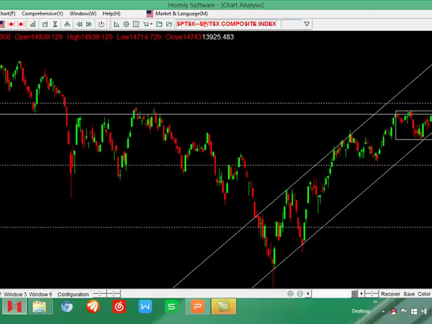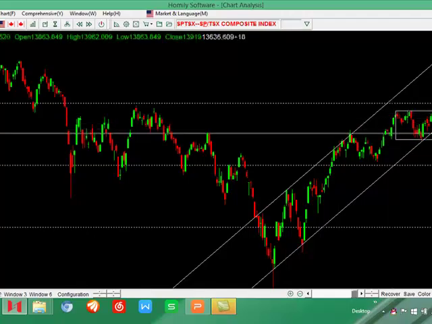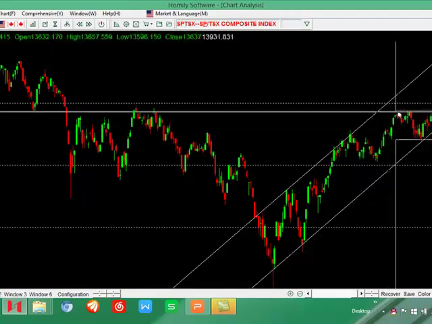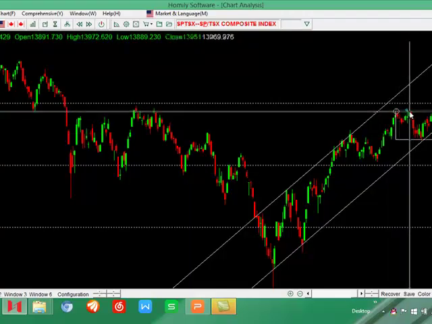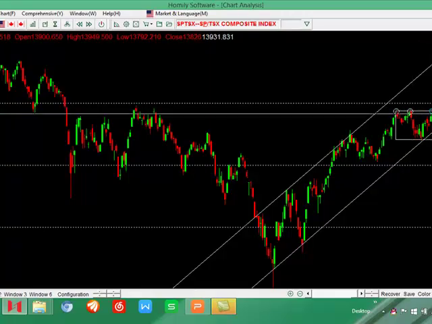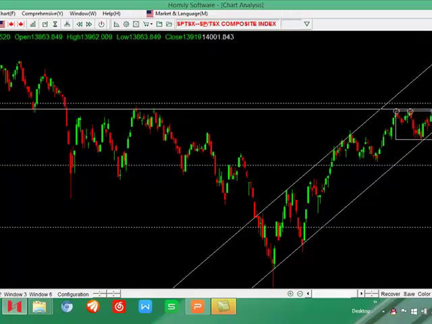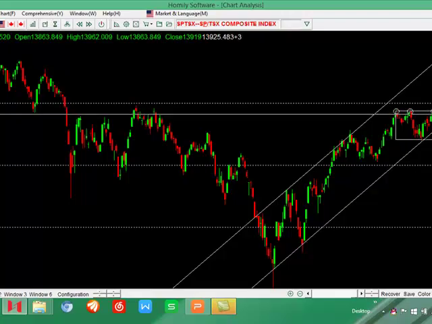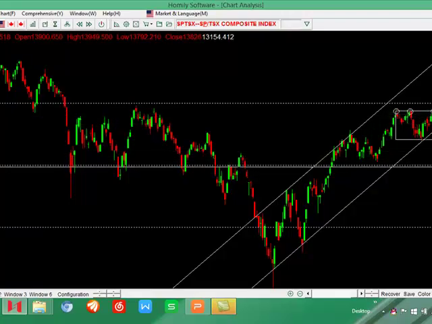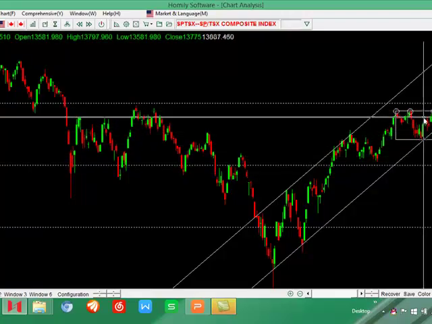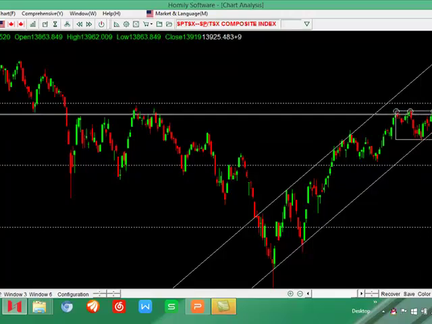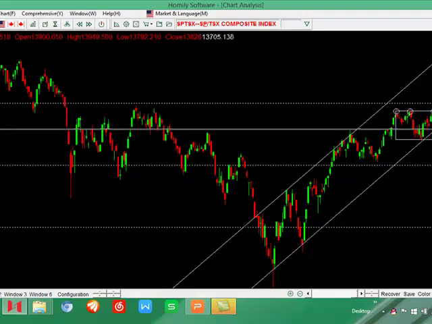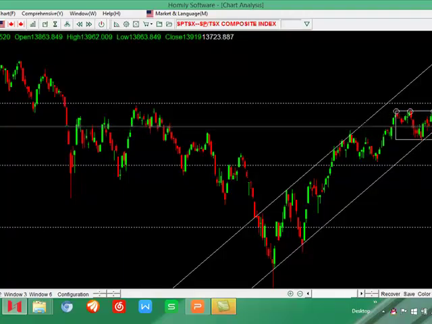From this box, we can see it very clearly. There are already 3 times touching the bottom line of the box, and this Friday is almost the 4th time. So that means the top line of the box will give a resistance for the Canada index.